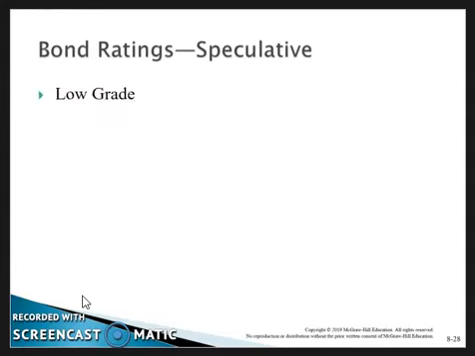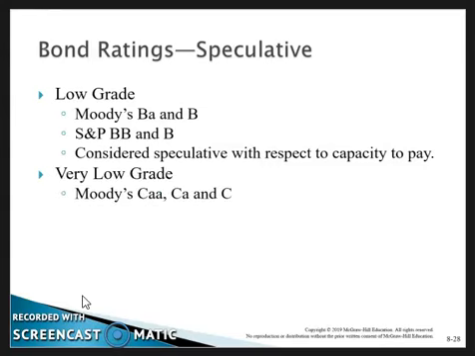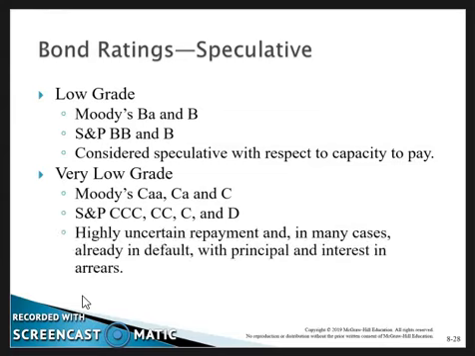Low grade: Ba, B for Moody's, double B, single B. They're considered speculative with respect to payment. And very low grade, the Moody's would be Caa, Ca, and C, and S&P correspondingly triple C, double C, C, and D. Repayment is highly uncertain, in many cases already in default on principal and interest. So again, these are examples of non-investment grade bonds or junk bonds.